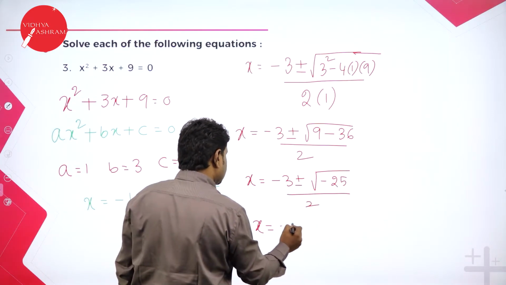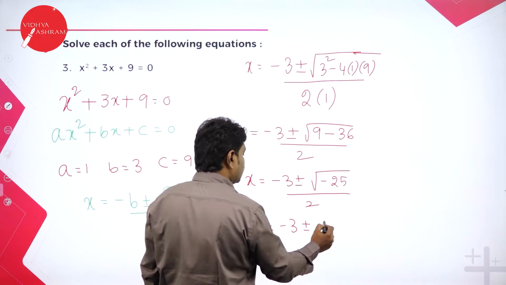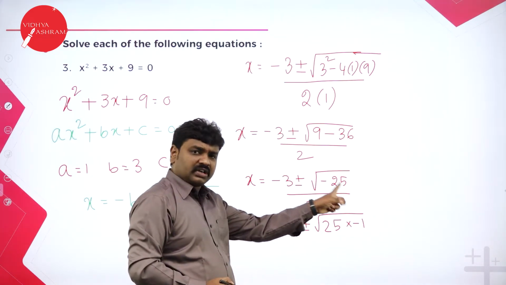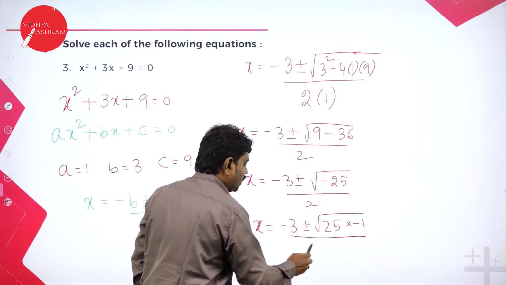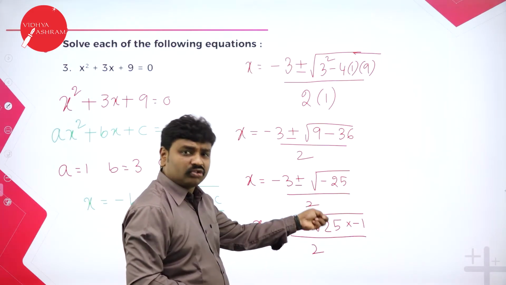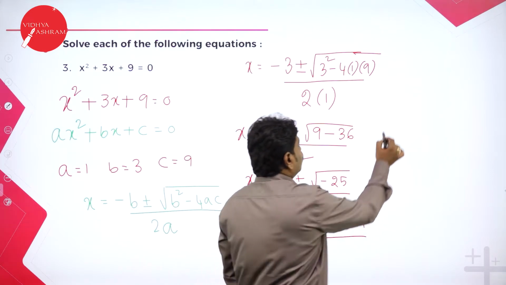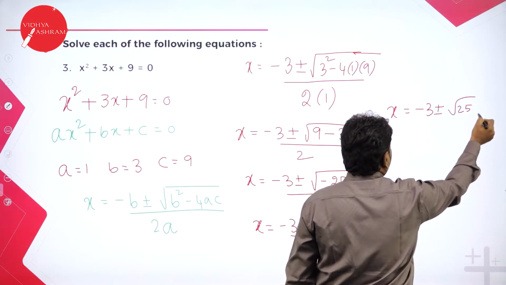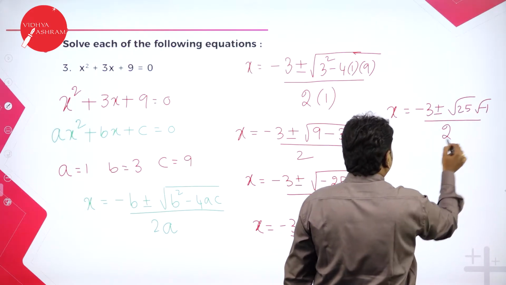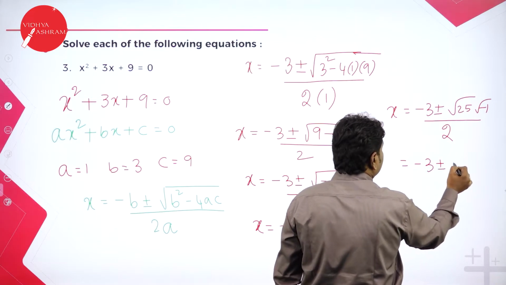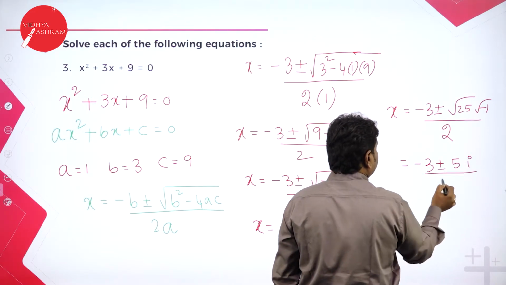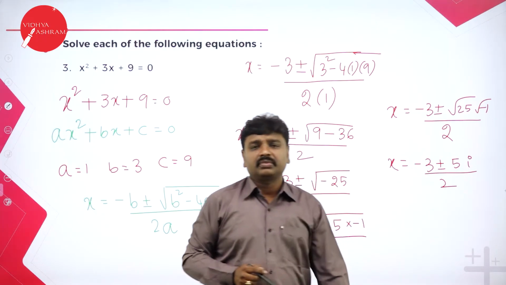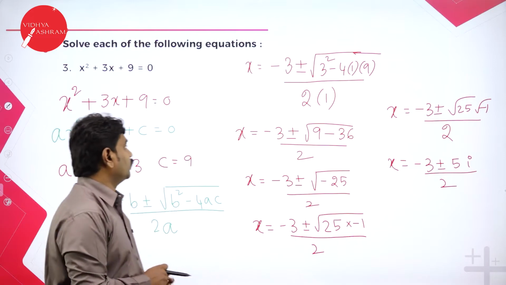X is equal to minus 3 plus or minus, I can write 25 into minus 1 under root. Minus 25 can be written as 25 into minus 1. And if you have product of two terms, root AB can be written as root A into root B. So your x value will become minus 3 plus or minus root 25 into root minus 1 divided by 2. That is minus 3 plus or minus root 25 is 5, root minus 1 is i, by 2. So you got two roots. One is minus 3 plus 5i by 2. The other one is minus 3 minus 5i by 2.